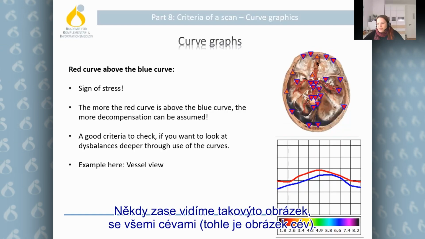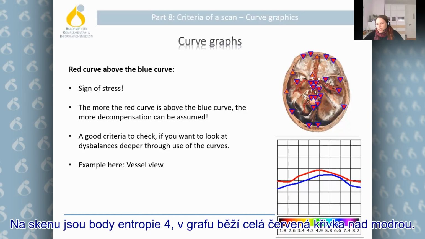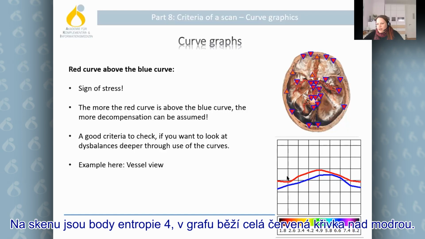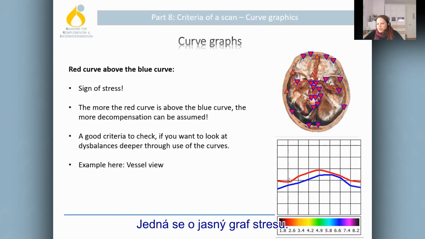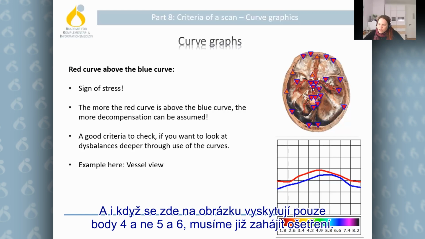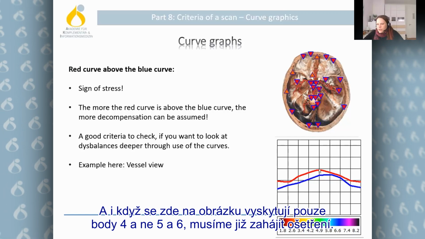And the others, you have this picture with all the vessels. So this is a vessel picture. You have points with 4, but you have the whole part of the graph red above the blue one, and the blue graph. So it's a stress graph. And I know even if it's only 4, not 5 or 6, I already have to start treating it.